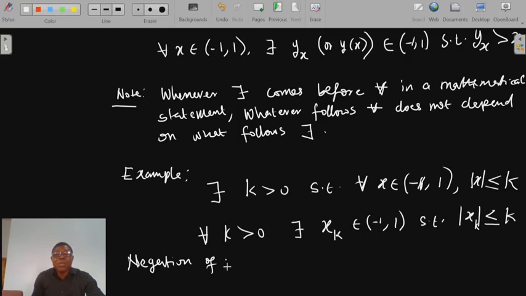Negation of a mathematical statement. These things we are looking at are, to some people, trivial, but they are messing a lot of people up. This is because we took them for granted. And taking these things for granted always creates a lot of problems.